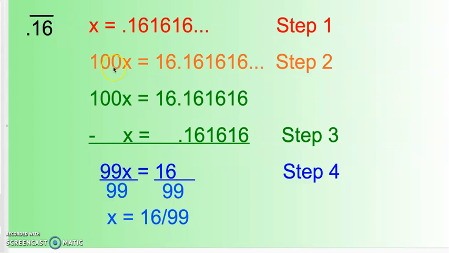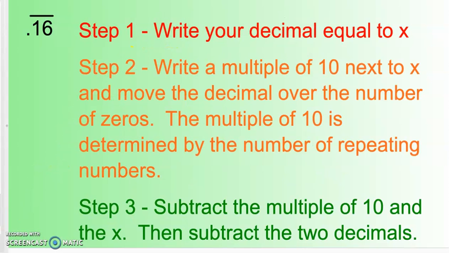Well, look at how many zeros the 100 has. 2. So if I have 2 numbers that repeat, I need 2 zeros. If I have 1 number that repeats, I only need 1 zero. If I have 3 numbers that repeat, now I have 3 zeros. So the multiple of 10 is determined by the number of repeating numbers. You need to count how many numbers are repeating, and that is what multiple of 10 you use.